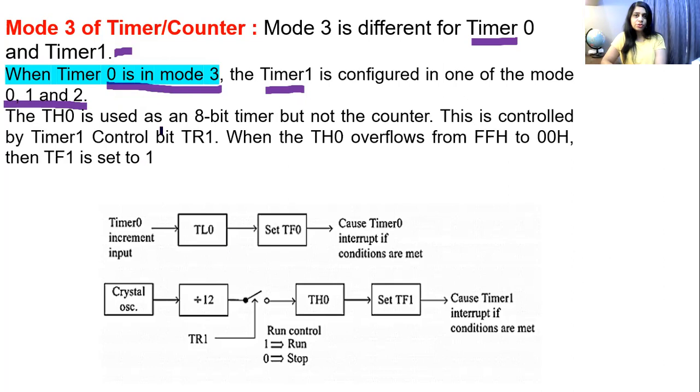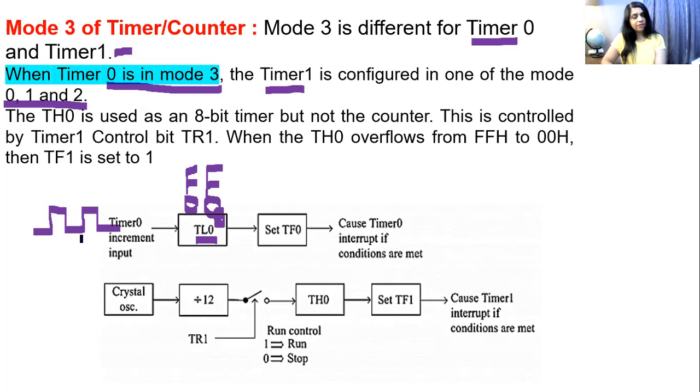So TL0 is used as an 8-bit timer. Here you have to apply the clock input. This is TL0, which is the 8 bits of timer 0. What happens here? We are using a clock, so it will start incrementing after every clock. Initially, suppose the count is 0, 0, meaning all 8 bits are 0. Then it will become 1, 2, 3, 4, 5, 6, and at one point of time it will become all 1. All 1 means FF.